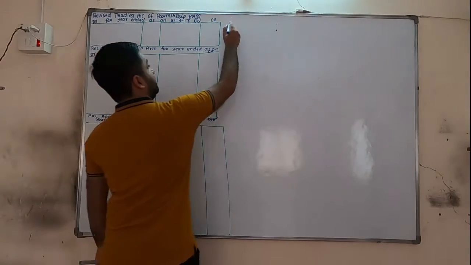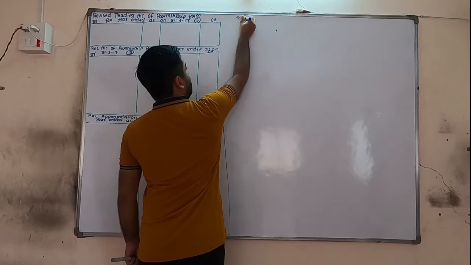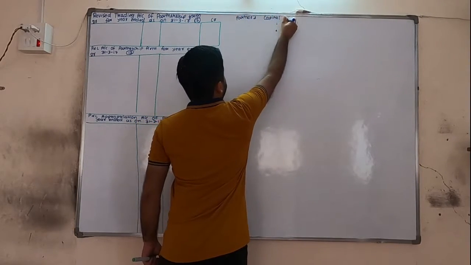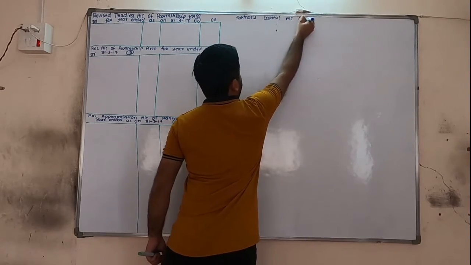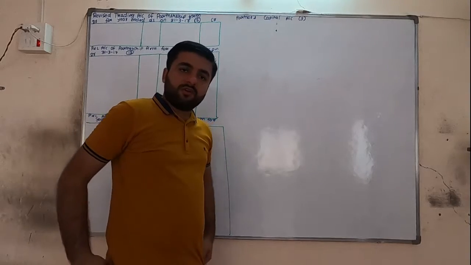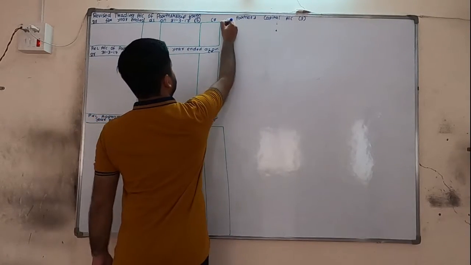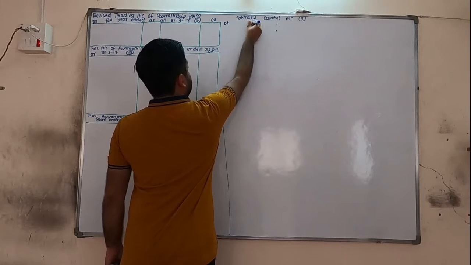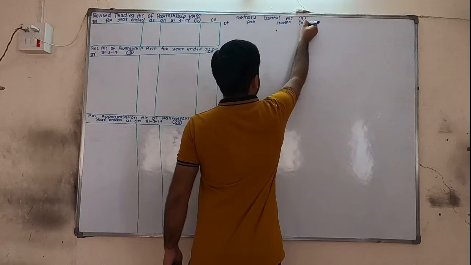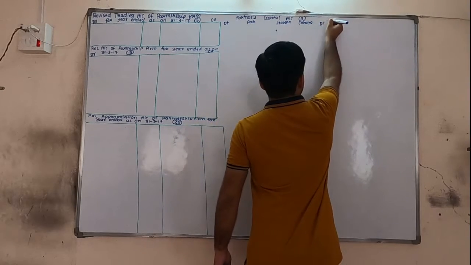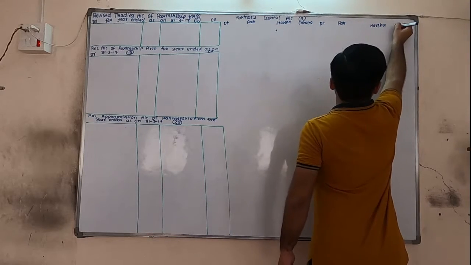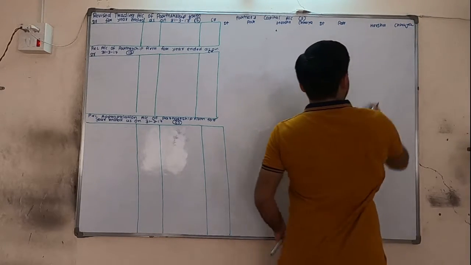After that, partners capital account only for 3 lines. As we have capital and current both, so always capital account is for 3 lines only. Date, particulars, Harsha, Chaya. Date, particulars, Harsha, Chaya.